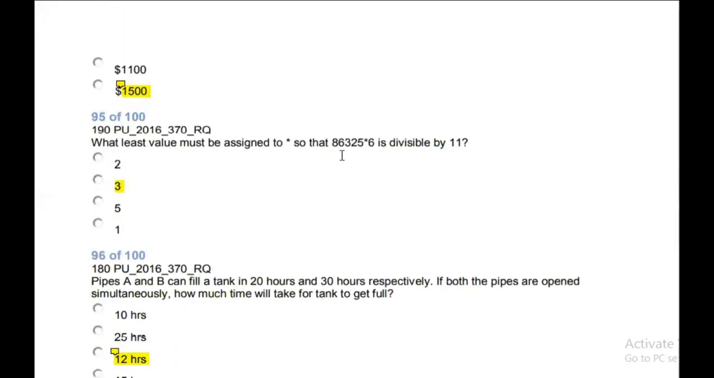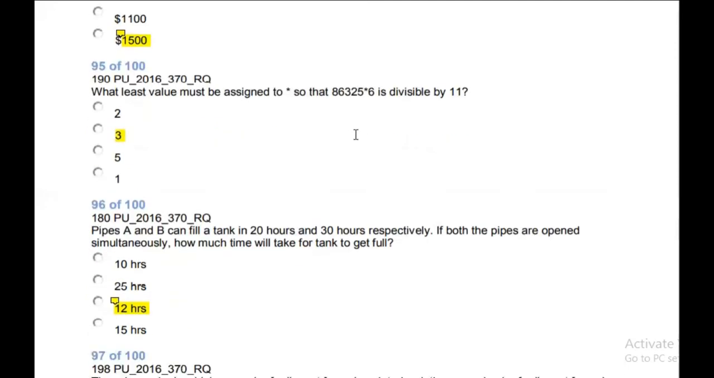Next question, question number 95. What least value must be assigned to the star so that this number is divisible by 11? The star is positioned here in this number, and the question is what would be the value of this star so that this number is divisible by 11. Option 3 is 3. Option B is correct. 3 is good to replace the star so that this number would be divisible by 11.